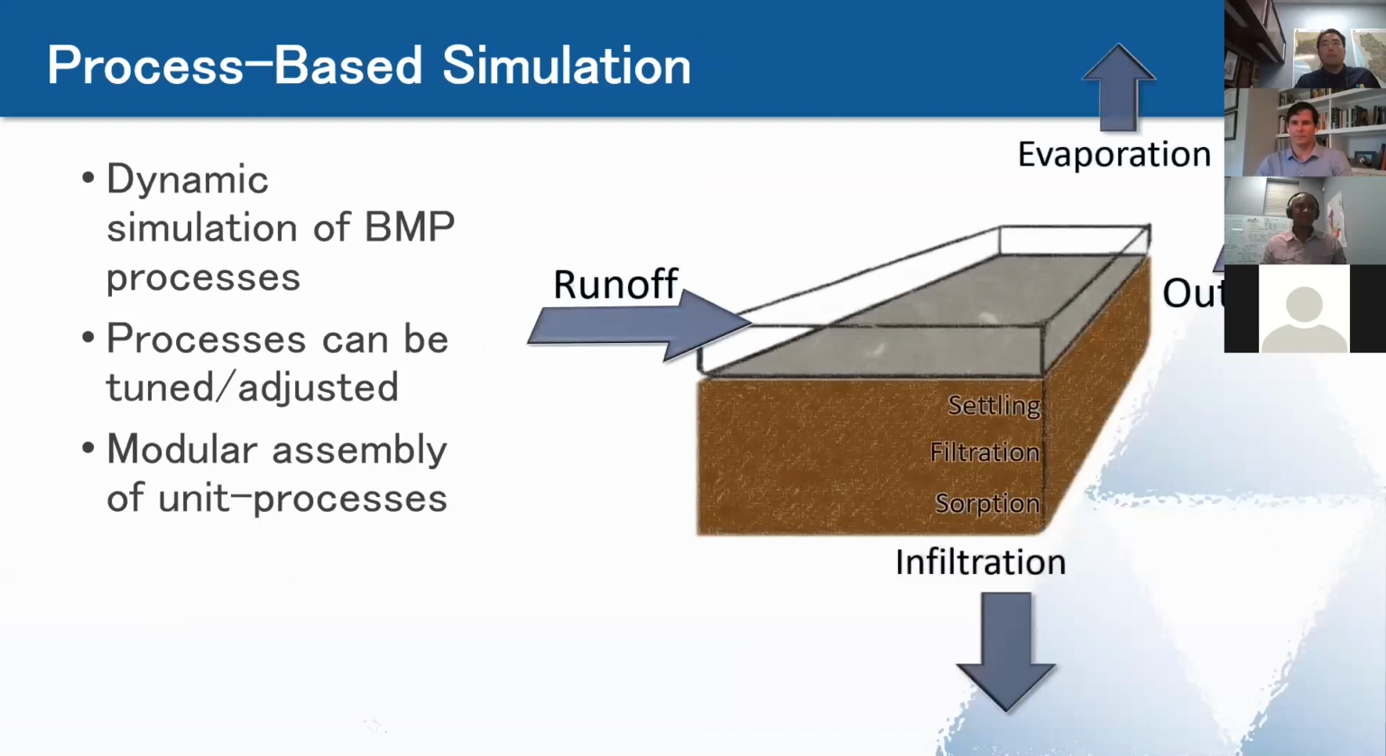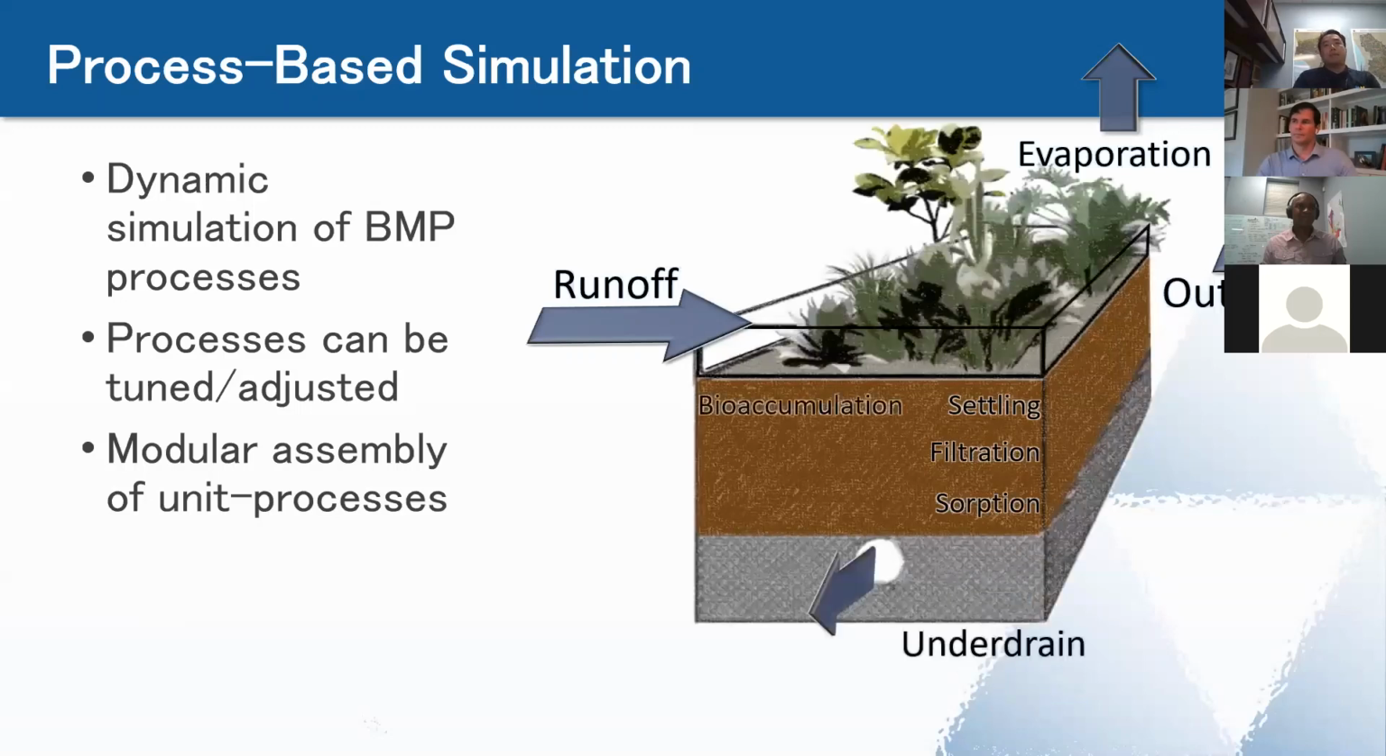What we touched on earlier is that SUSTAIN is a dynamic simulation of BMP processes, and these processes can be tuned or adjusted to represent different BMPs. On the right-hand side is an example of what might be a media filter or a sand filter. This can be represented in SUSTAIN, or we can also turn on some other parameters like vegetation index and underdrain to simulate a bioretention cell. The idea with this slide is that we have a number of essentially modular unit assembly processes that we can add and subtract from the model to simulate different BMP types.